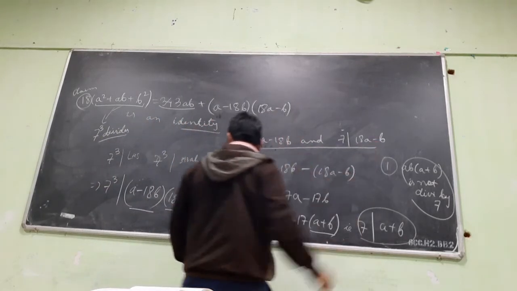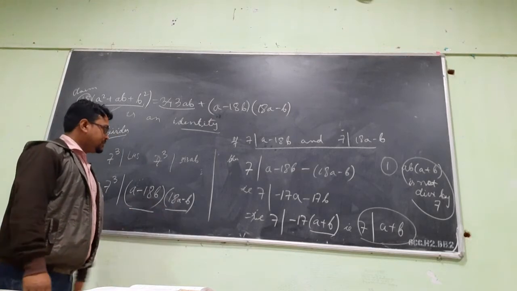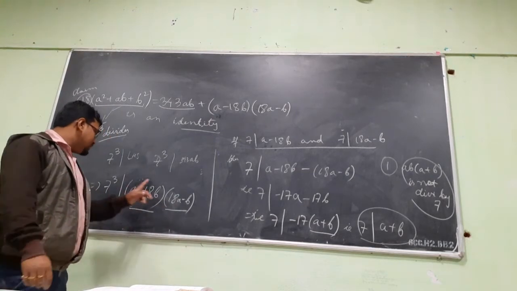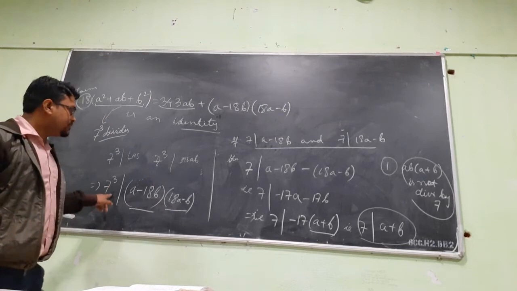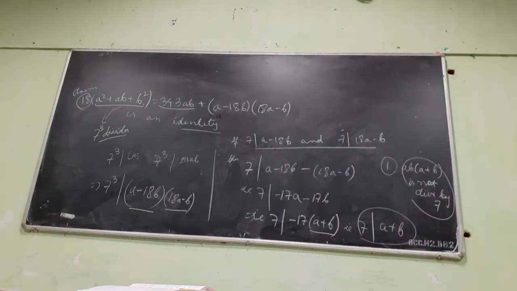So exactly one of these will be divisible by 7. In particular, exactly one of these will be divisible by 7 cube. Exactly one will be divisible, the others will not be. So this is what you have to write. 7 may not divide both; it will divide exactly one of them.